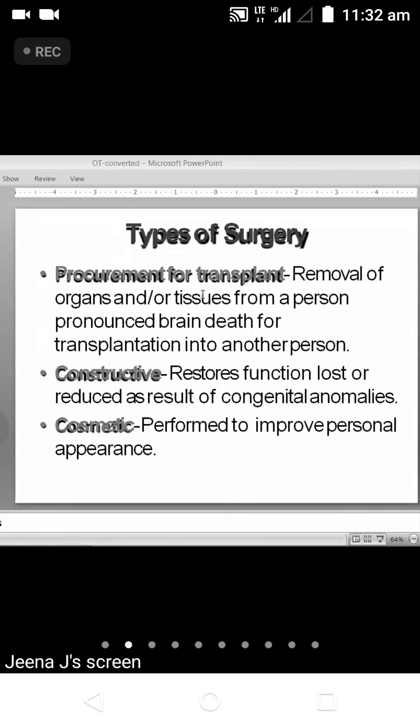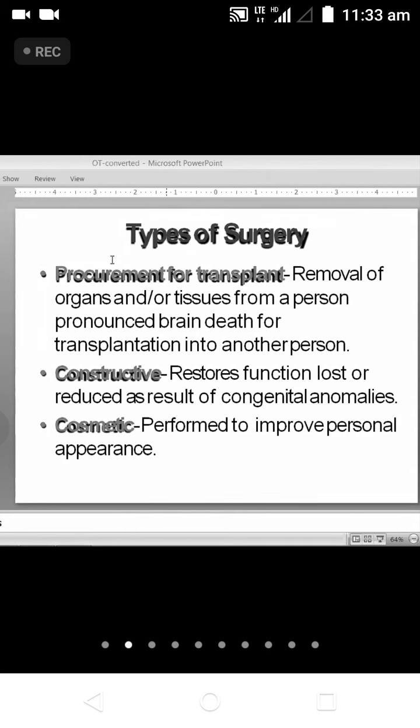It is the removal of organs or tissues from a person pronounced brain dead. Brain-dead persons, in the sense, only have breathing. None of the other systems will be functioning properly. Completely dead, like a vegetative organ. Other persons have to help him or her with daily activities, which are not taking place. So completely the patient will be in coma.